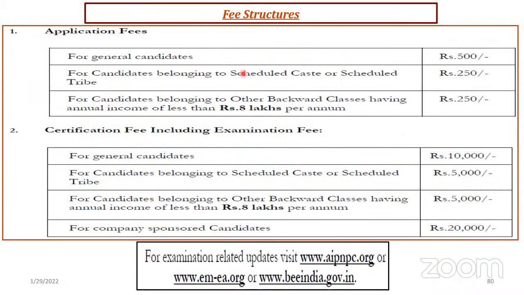Okay. So this is the fee structure. For general candidates, the application fee is 500. For candidates belonging to SC and ST, 250, and other backward classes with an income of less than 8 lakhs, 250.